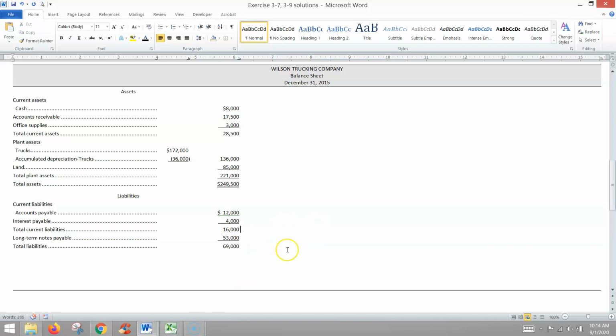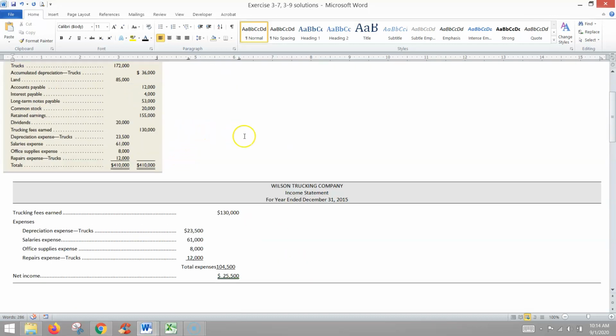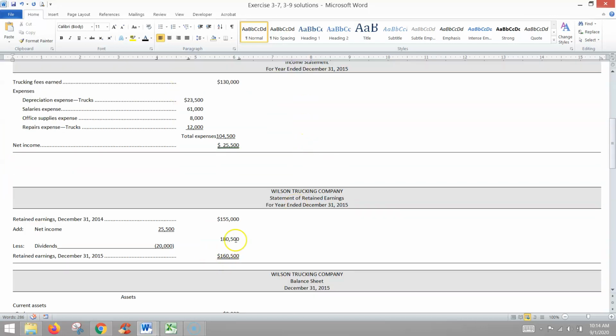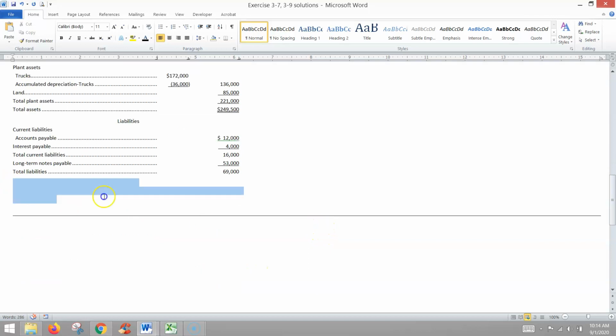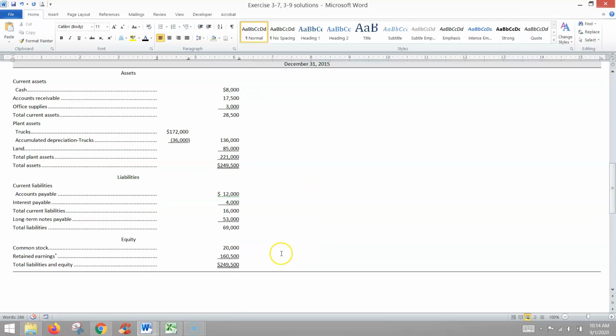The last section is our equity section. Again, going back to the adjusted trial balance, we have common stock of $20,000. And for retained earnings, we're going to use the ending retained earnings from our statement of retained earnings. Retained earnings, again, is the ending retained earnings from above. When we add that to our liabilities, we verify that the total assets equal the total liabilities plus equity. And that's the end of this problem.